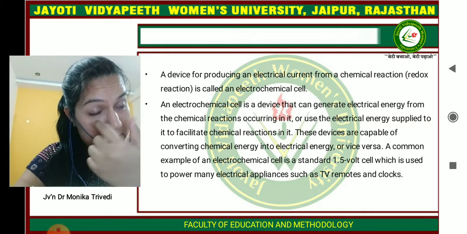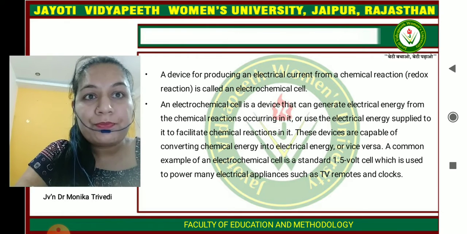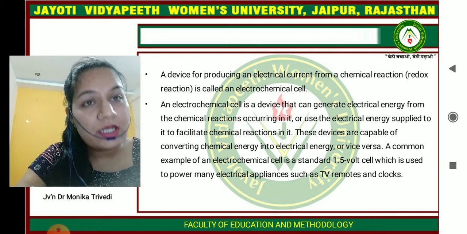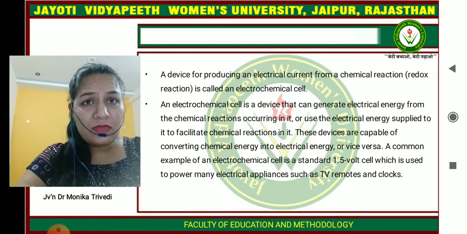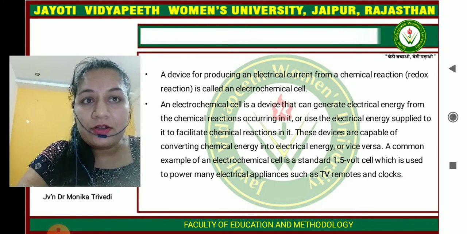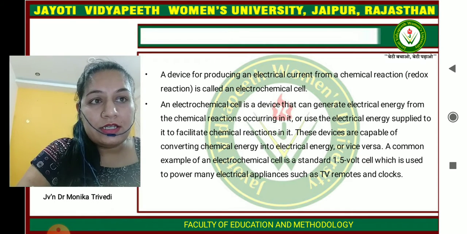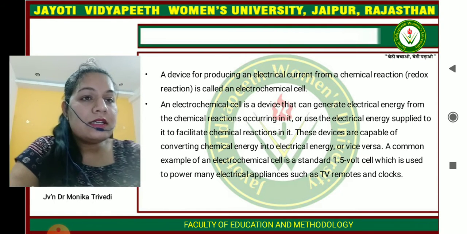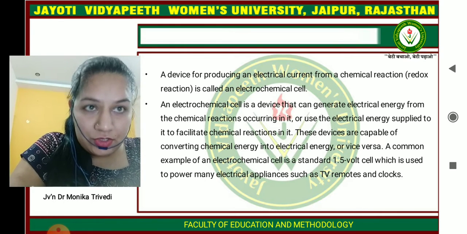The electrochemical cells are a device to produce electrical current from a chemical reaction such as a redox reaction. These kinds of cells are known as the electrochemical cells. An electrochemical cell is a device that can generate electricity or electrical energy from a chemical reaction. It is used to generate electrical energy supplied by the chemical reaction. These devices are capable of converting chemical energy into electrical energy or vice versa.